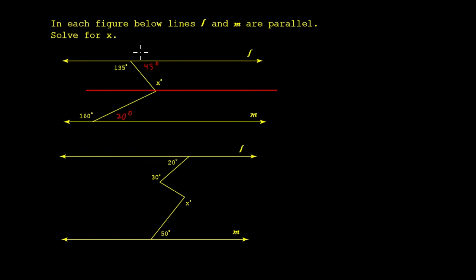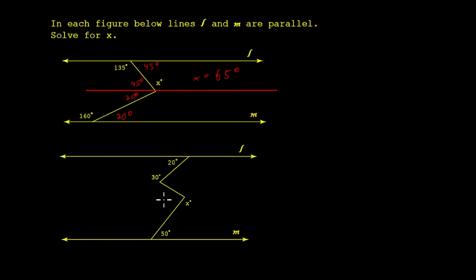Now, alternate interior angles of parallel lines are congruent. So if this is 45, this is 45 as well. If this is 20, this is also 20. So x equals 45 plus 20, which is 65 degrees.